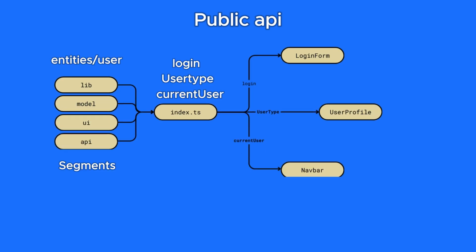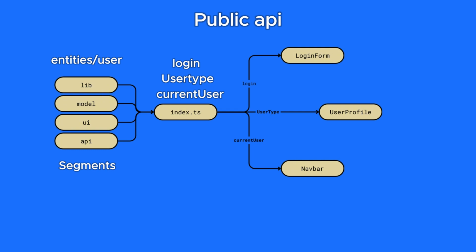Another cool feature in FSD is the public API. Basically, it is encapsulation that is enforced through a public API mechanism via index.ts files. Each slice, whether in entities, features, or another layer, exposes only what is explicitly defined in its index.ts. Internal details such as implementation-specific files or helper functions remain hidden from external access.